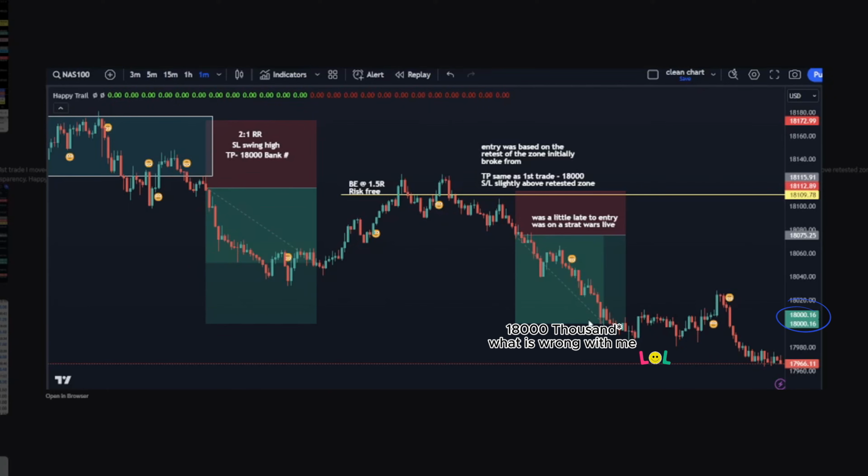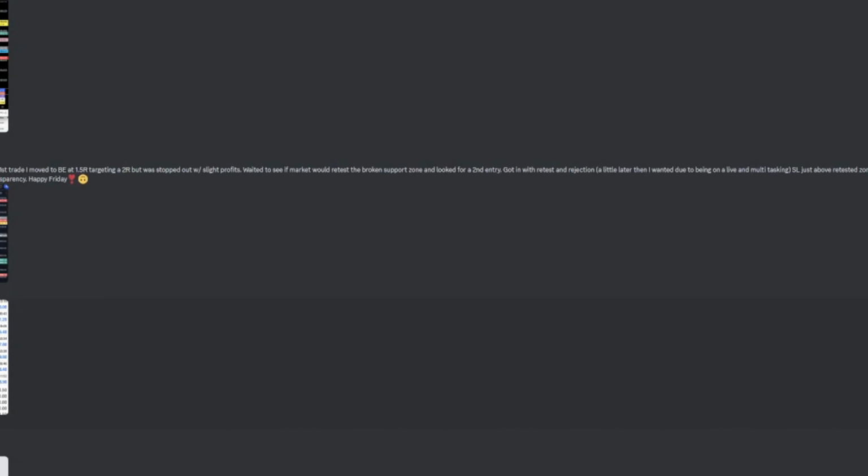This was a level, and I don't have it marked on here, and I do apologize. It was a level on the 1 hour as well. And you can kind of see where price starts to accumulate a little bit here. So that's what I was going for there. And that worked out to be like a 2R for me. So that's what you'll see here on my trade.